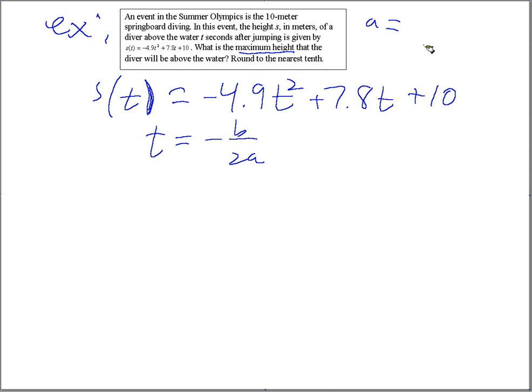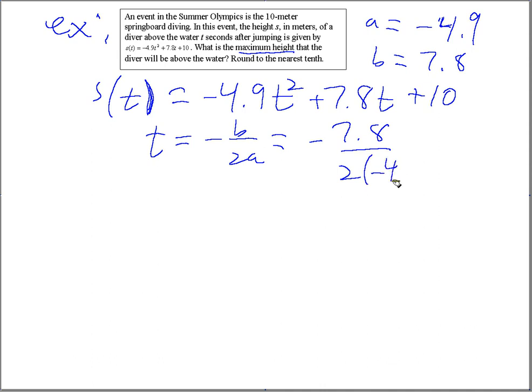So what's my a here? My a is negative 4.9, sorry about that. And my b is 7.8. So that's going to be negative 7.8 over 2 times negative 4.9. That'll give me negative 7.8 over negative 9.8, and the negatives divide out here.